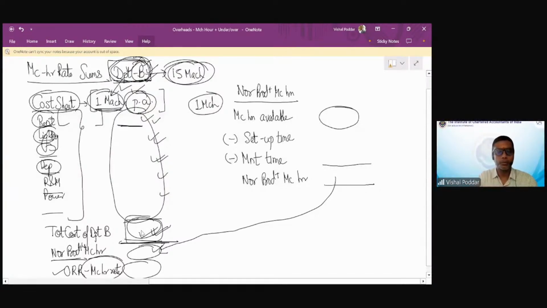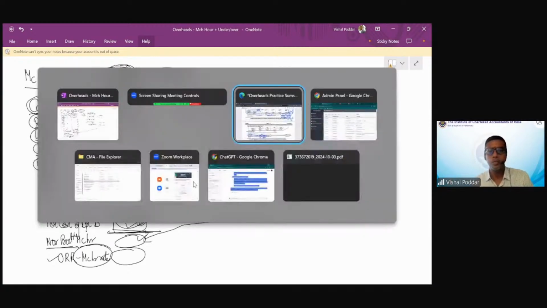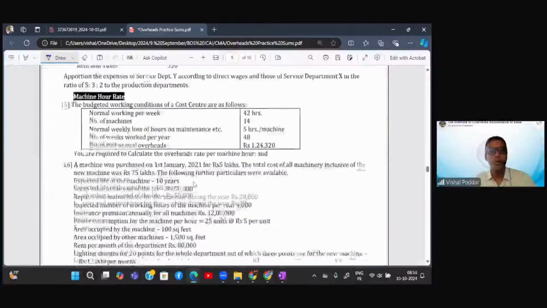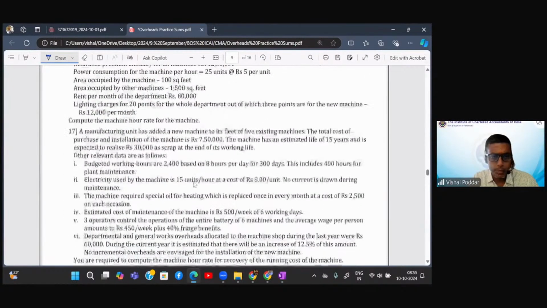So this is broadly, students, the concept of machine hour rate sums. Let me take one or two sums because generally all sums are similar in this category. So even if you do one or two sums, you will get an idea. So let me take a sum which has more adjustments so that in one sum you will get an overview of everything. Okay. So I think we can take the 16th sum itself. 15th is a very small sum. Let me take 16th itself. But in this sum, you don't have that setup time. So let me take 17th.